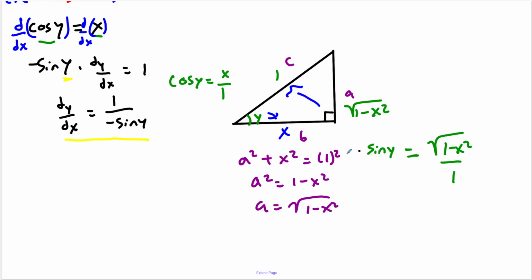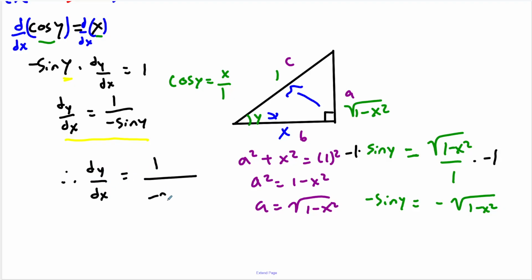I'm just going to multiply both sides by negative 1. So then we get negative sine of y equals negative square root of 1 minus x squared. Therefore, dy/dx equals 1 over negative square root of 1 minus x squared. Beautiful. Just beautiful. Let's go on to the final one for this video.